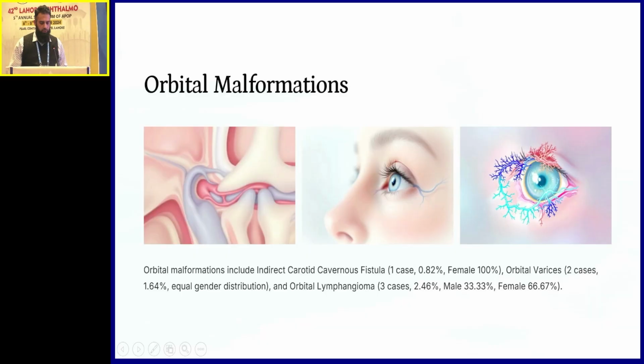So coming to the malformations, we also had other malformations. We had a case of indirect carotid cavernous fistula, and this specific patient had been roaming around for quite some time before we diagnosed that patient. And then we had orbital varices and a few orbital lymphangiomas as well.